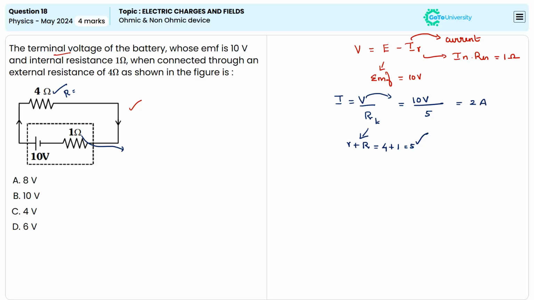Now we have the value of current, internal resistance and EMF. So the terminal voltage will be equal to 10 minus 2 times 1. When we are simplifying this, we can write 10 minus 2, which will be equal to 8 volt. So the correct answer for the question is option A here.